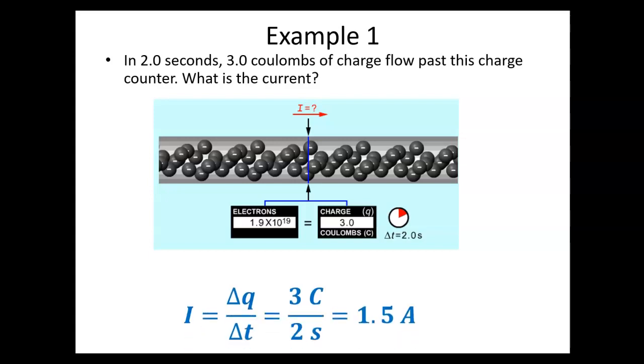And so we could find the current by taking that amount of charge, which was 3 coulombs, and dividing it by the amount of time that it took for that amount of charge to flow past that point. So 3 coulombs divided by the 2 seconds, there was a current flowing through the wire of 1.5 amperes.